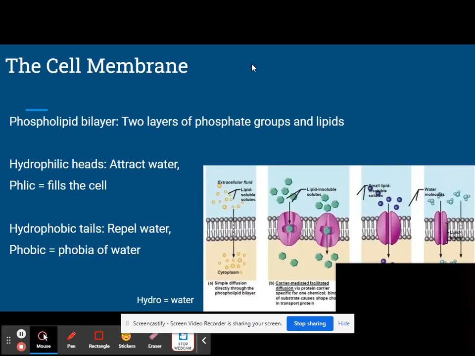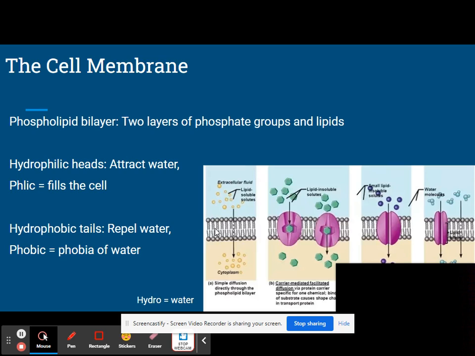Active transport is very different from passive transport, and active transport requires energy. Before we get into talking about the types of active transport, it's important for you to understand how the cell membrane works. This here is a bunch of pictures of the cell membrane, and the most important thing is to understand the cell membrane is considered a phospholipid bilayer.